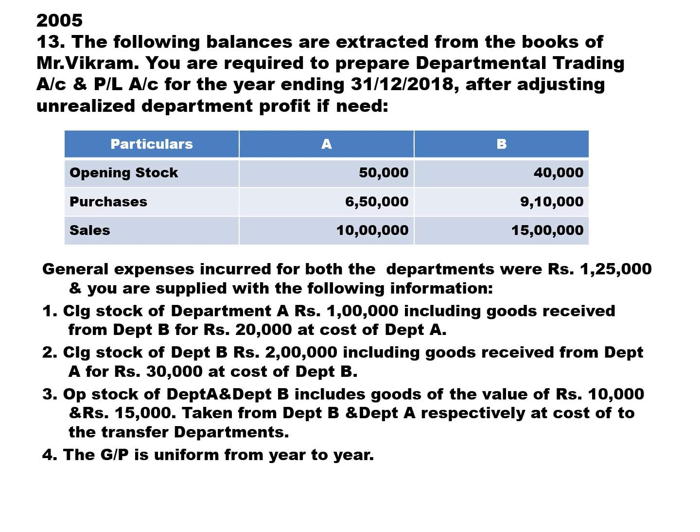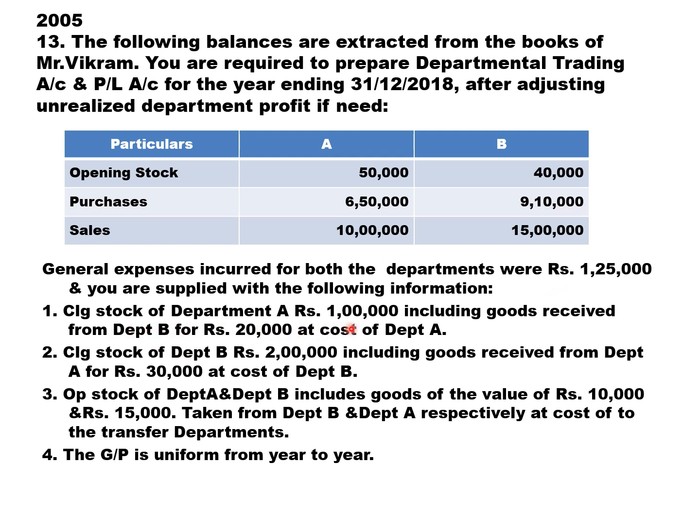So 13th question, students. It is similar to that of 12th, which we did just now. The following balances are extracted from the books of Vikram. You are required to prepare departmental trading account and PL account for the year ending 31/12/18 after adjusting unrealized departmental profit if needed. Unrealized profit is nothing but stock reserve. So we have opening stock of A and B, purchases of A and B, sales of A and B. General expenses incurred for both the departments were 1,25,000 and you are supplied with the following information. So students, distribute general expenses in the ratio of 1:1. Distribute it equally because no information is given.